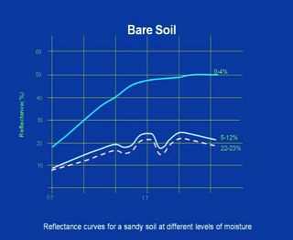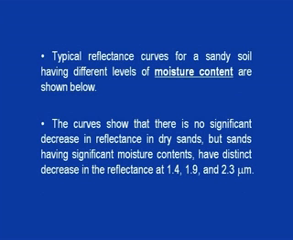This particular slide shows the reflectance curve for a sandy soil at different levels of moisture. For a dry sand having moisture between 0 to 4%, the reflectance is significantly higher in comparison to moisture contents ranging between 5 to 12 or 22 to 23 percent. We can see that when we look at the impact of moisture, there are distinct decreases in the reflectance at about 1.4, 1.9 and 2.3 micrometers. And this can be seen in this slide again, that there are certain dips which come into play.